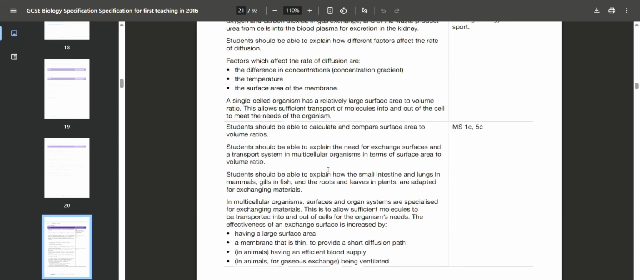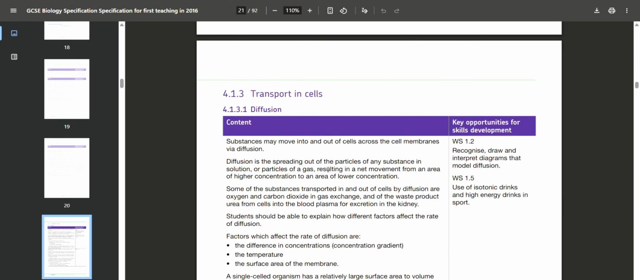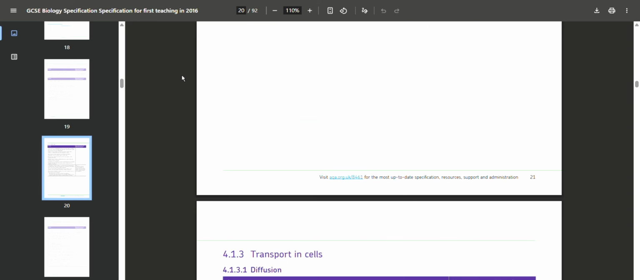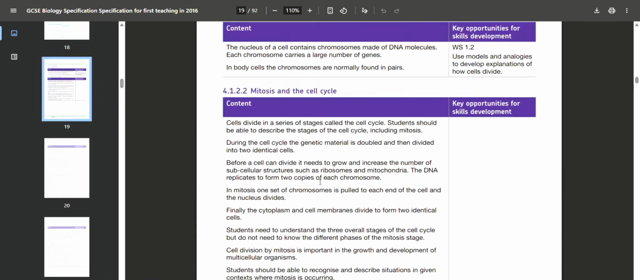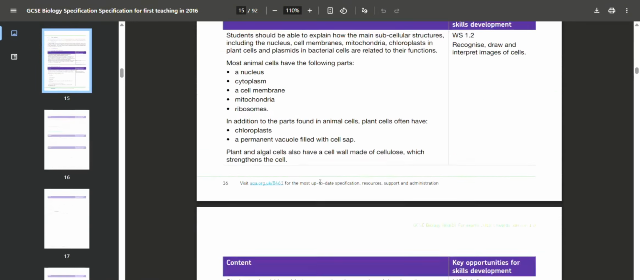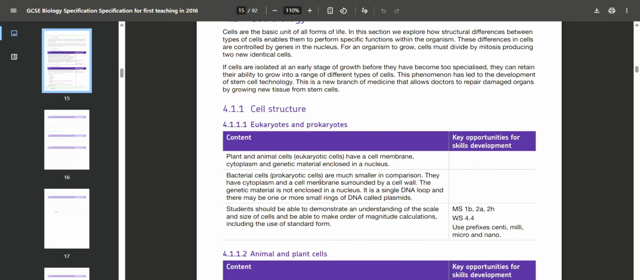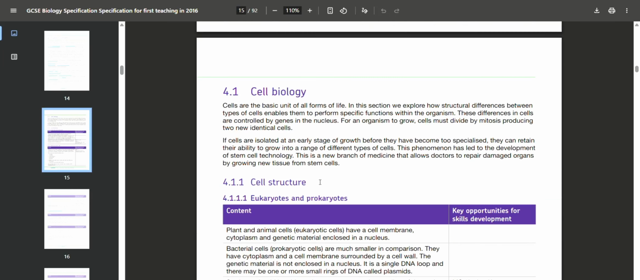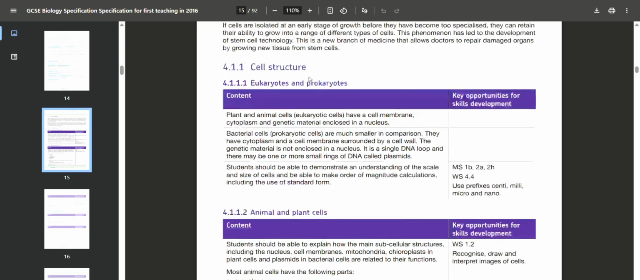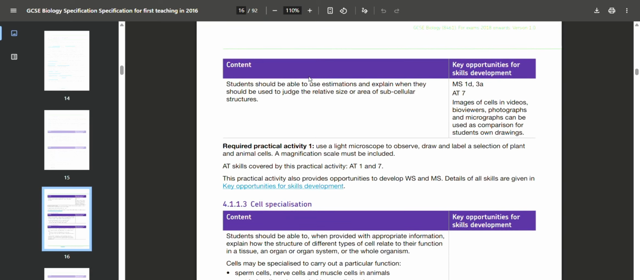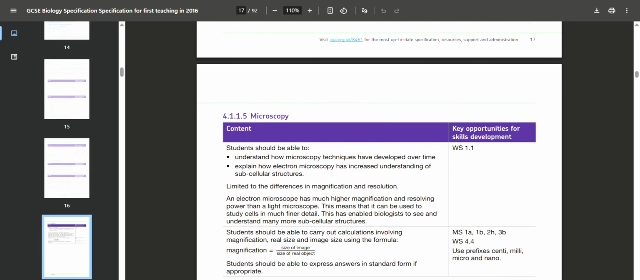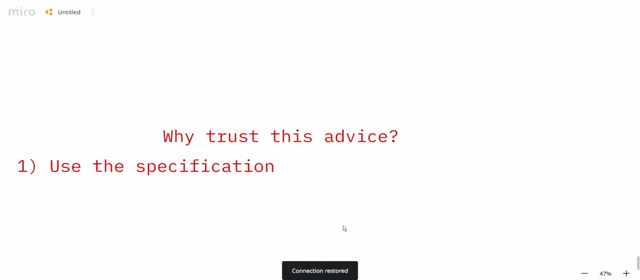And on the right you can see it says WS as well. So these are the working scientifically skills that are required. So you might be given, for example, a graph to work on in this subject, or something application wise to apply the skills that you have learned. And even required practicals are written here as well. So you can essentially use that for everything.